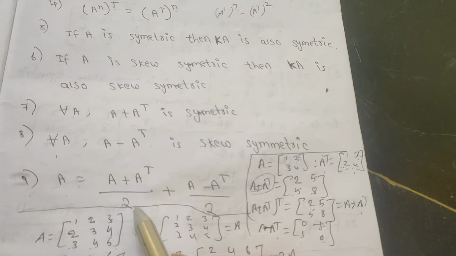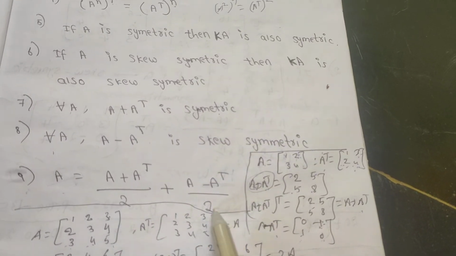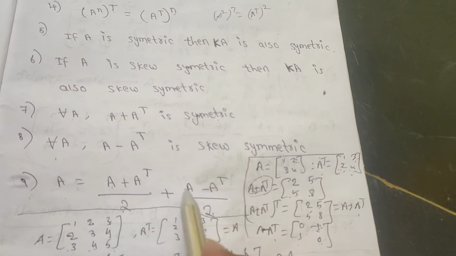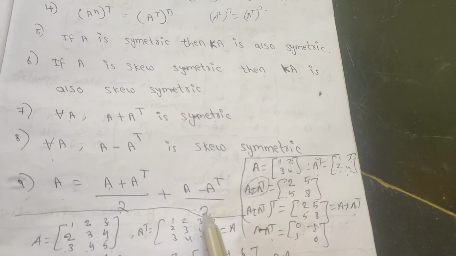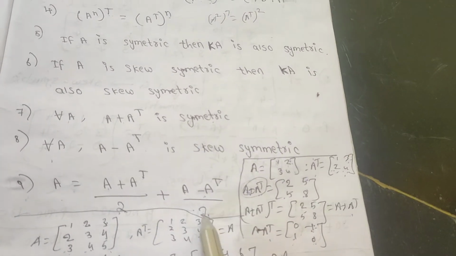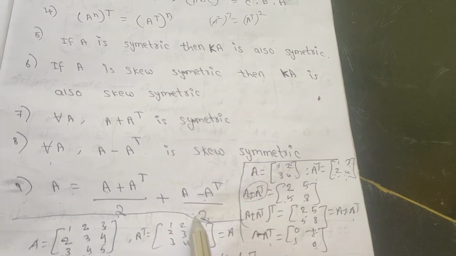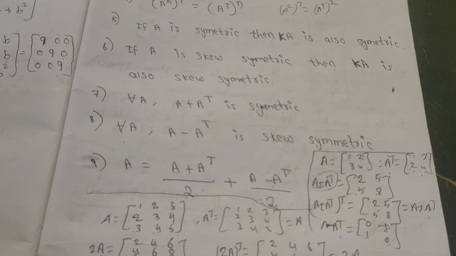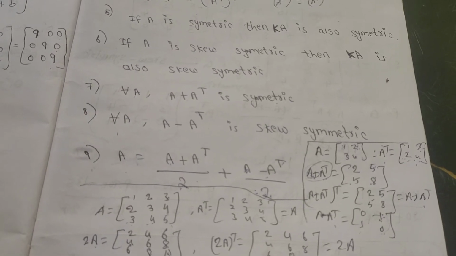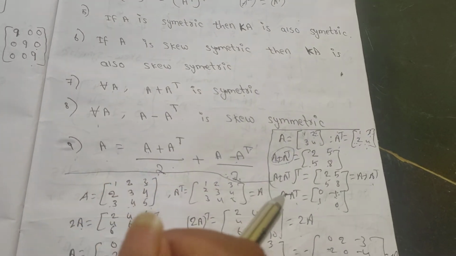Okay, if you want to get the same matrix A, what we have to do is go for A plus A transpose by 2 plus A minus A transpose by 2. If you take by 2, A by 2 plus A by 2 plus A transpose by 2 minus A transpose by 2. So plus A transpose by 2 minus A transpose by 2 get cancelled. Now we have A by 2 plus A by 2, that is 2A by 2. 2A by 2 means A only. So A is equal to A. That means every square matrix A can be expressed as the sum of symmetric and skew symmetric matrices. Here the symmetric matrix is A plus A transpose by 2.